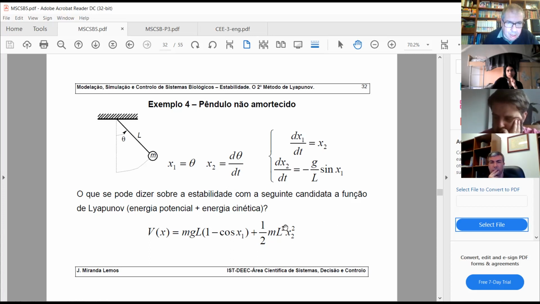Let's try to solve this problem first with the method of computing the eigenvalues, to see what happens. This is a nonlinear equation because you have the sine here. Let's go to the whiteboard so that we can write it. So x1 dot is x2, and x2 dot is minus g divided by L sine of x1.